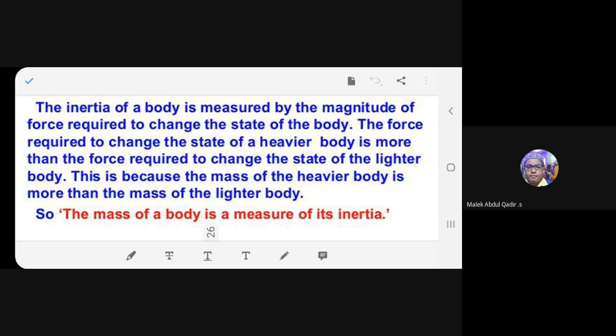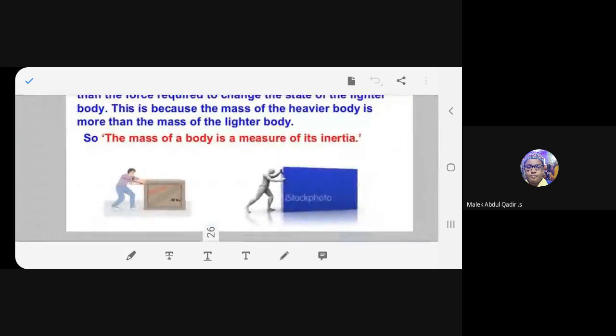We read out all the things. The second stanza, it has got almost 6, 7 lines. But what is the conclusion? What is the summary of this? That mass is directly proportional to inertia. If it is more mass, inertia will be more. Less mass, inertia will be less. Did you understand? That's all you have to remember.